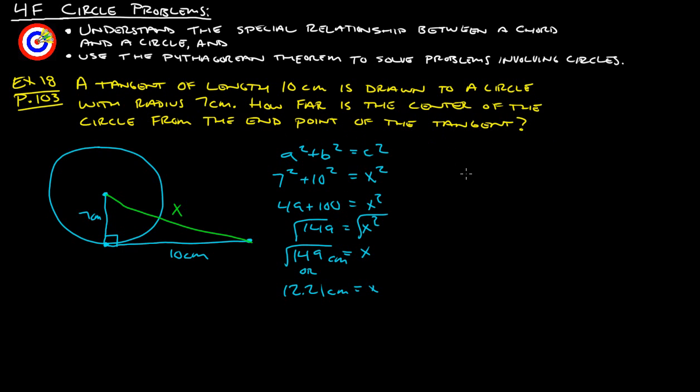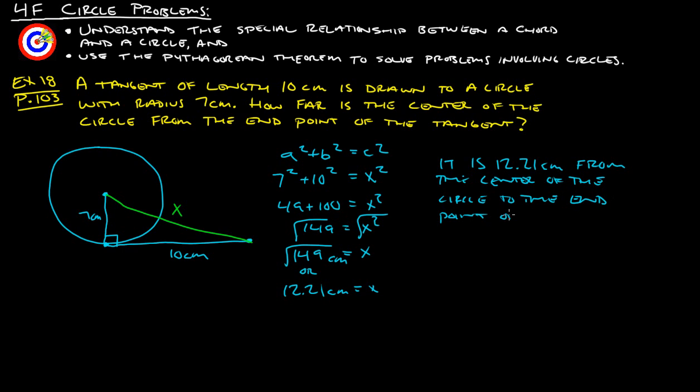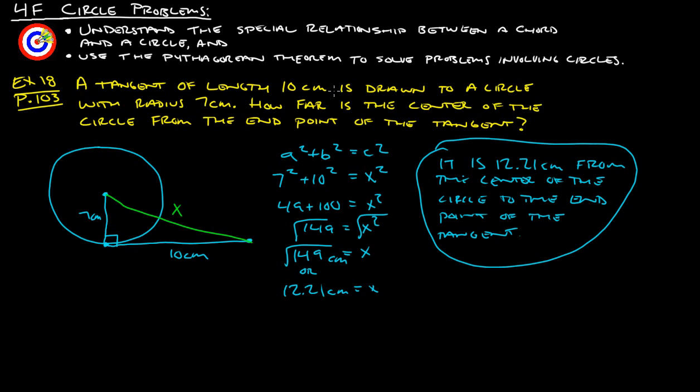Okay, so again, they were asking how far is the center of the circle from the end point of the tangent. So it is 12.21 centimeters from the center of the circle to the end point of the tangent. Okay, and there is our answer to this question.